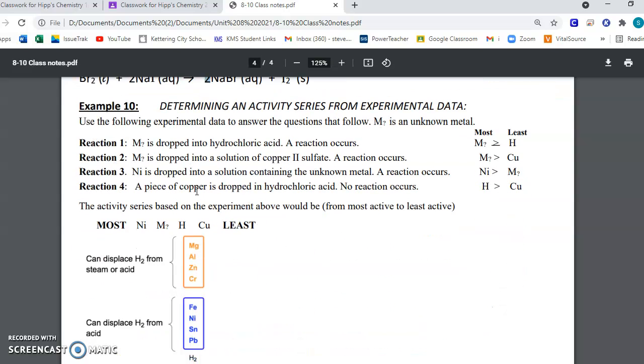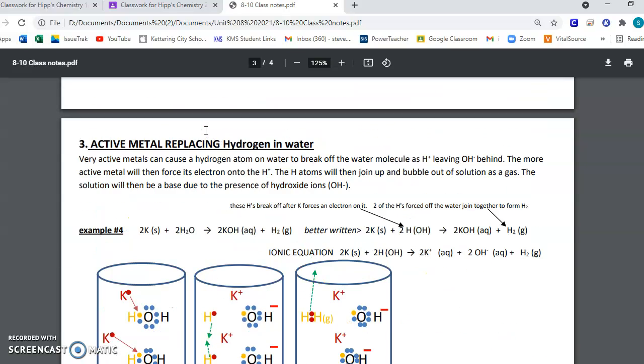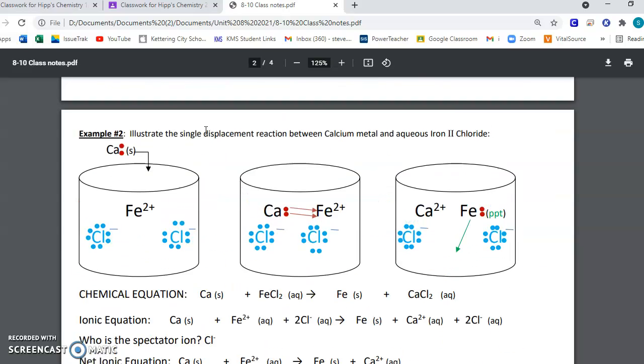In our next video, we'll take a look at example 10, and that'll be our final video over our 8-10 notes.